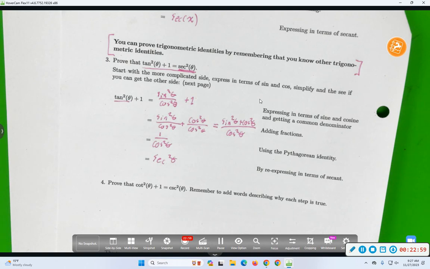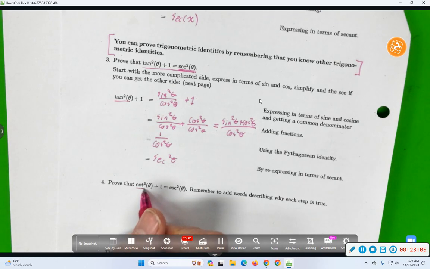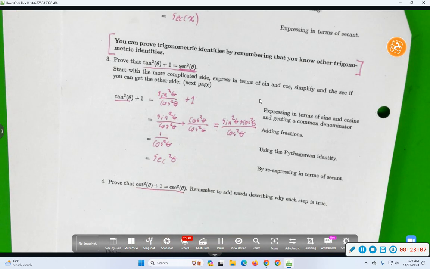Cool. So for the next one, I just want to be quiet for a few minutes. Here is another identity that I claim is identically true. I claim that cotangent squared plus 1 is identically equal to cosecant squared. And I think I just want to be quiet. Come up with the proof.